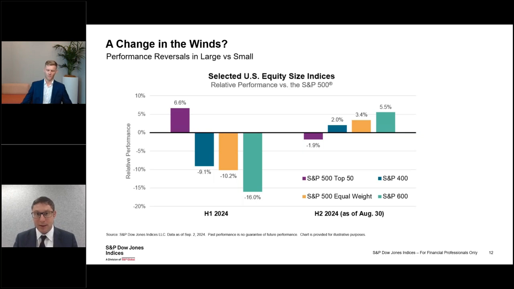I don't want to overplay this, but there are signs of a change in the winds that may have begun around that summer period. Just giving you some evidence of this, this is looking at the first half of 2024, and then since then up until the end of August. The first half of 2024 was the same trend that we've been seeing for quite some time: outperformance from the very largest stocks, as represented by the top 50. I should say this is all relative performance versus the S&P 500. Underperformance by equal weight, by mid caps, by small caps, and we have seen or started to see signs of a change in the winds.